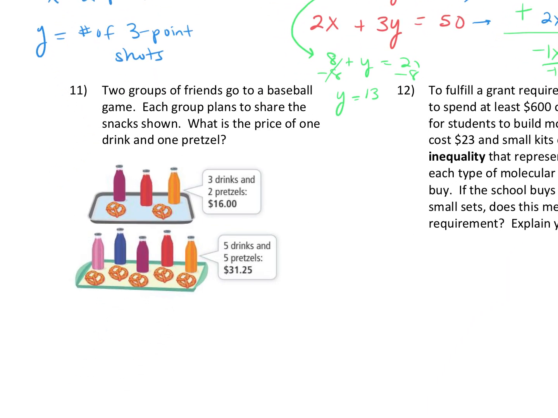All right, 2 more problems. Number 11. 2 groups of friends go to a baseball game. Each group plans to share the snacks shown. What is the price of 1 drink and 1 pretzel? So we're being asked to find 2 things, the price of 1 drink and the price of 1 pretzel. So let's use our variables to represent that. Maybe I'll just stick with the x and y. x can equal the price of 1 drink, and the y can equal the price of 1 pretzel.